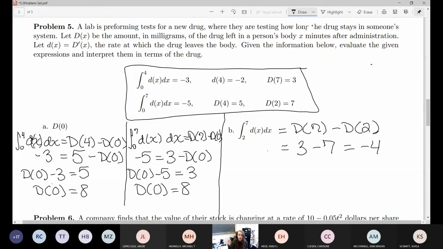Now if we were trying to interpret this, remember that we can kind of cookie cutter it. It's the change in the amount of the drug. So essentially between the 2nd and the 7th minute, the amount of the drug has reduced by 4 milligrams. So again, I'm not going to write that down, but that's how you would interpret it if you wanted to. There are 2 similar questions on your homework to this, where you're just given a bunch of information and asked to find some others. Questions, concerns about that?